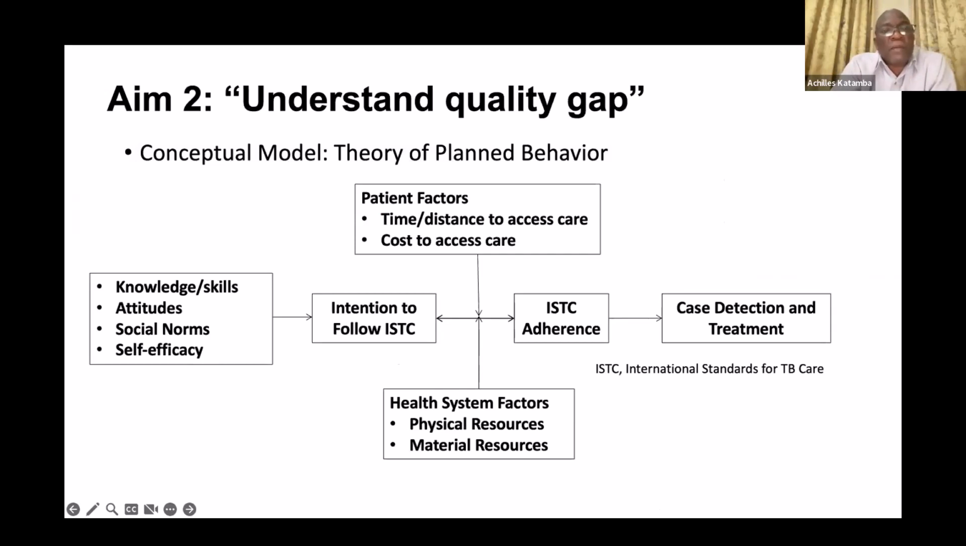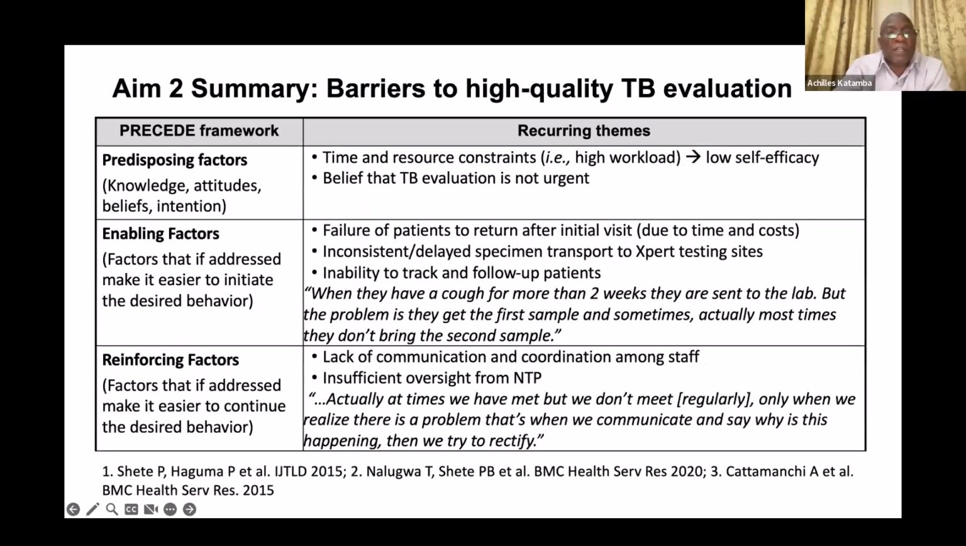Here we applied the theory of planned behavior, which shows that the intention to follow guidelines will be affected by people's knowledge, skills, attitude, social norms, and self-efficacy. But this will be affected by patient characteristics, factors like time, distance to access care, and cost to access care, but also health systems factors will affect the clinician's intention to follow these guidelines, and physical resources, availability of resources for diagnosis, material resources, and so on. This would affect whether the clinician providers adhere to those international standard guidelines and lead to improved case detection and treatment. So we used that model to understand this.